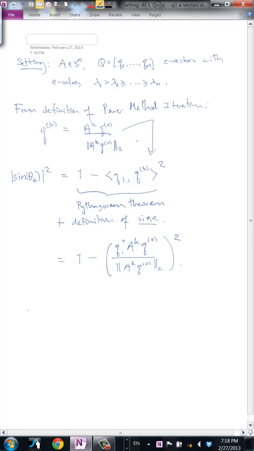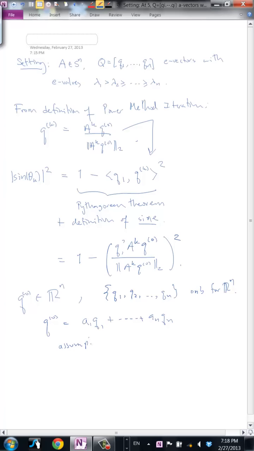Now here's what I'm going to do, and this requires one of our key assumptions. q of 0 is some element in R n, and meanwhile q1, q2 up to qn is an orthonormal basis for R n. Therefore I can always write q of 0 in terms of this basis. So q of 0 is equal to some scalar a1 q1, etc., all the way up to an qn. And recall the key assumption that cosine of theta 0 is different from 0. This is basically equivalent to writing that a1 is different from 0. And because q of 0 is normalized, the sum of ai squared is equal to 1. Okay, so this is our key assumption.